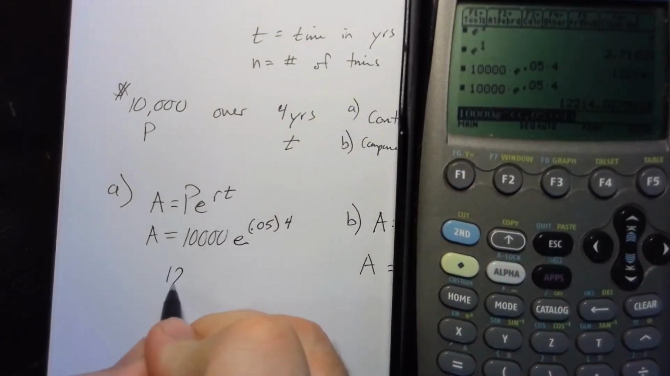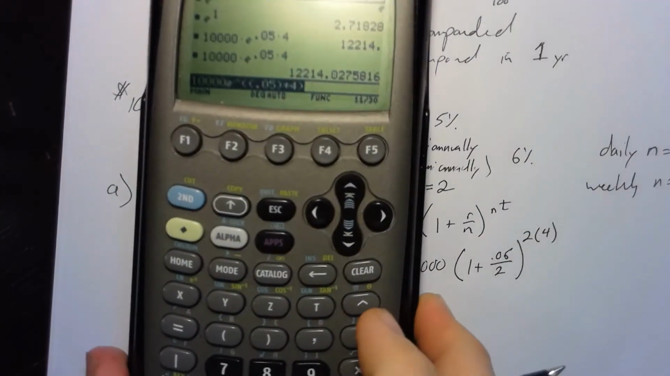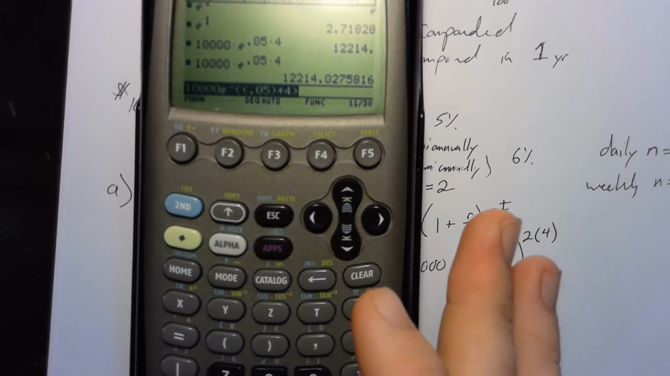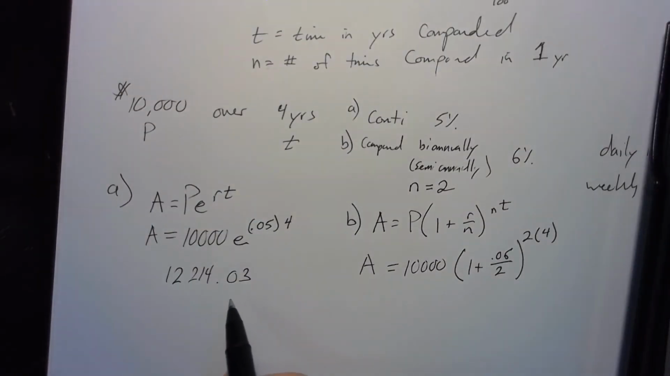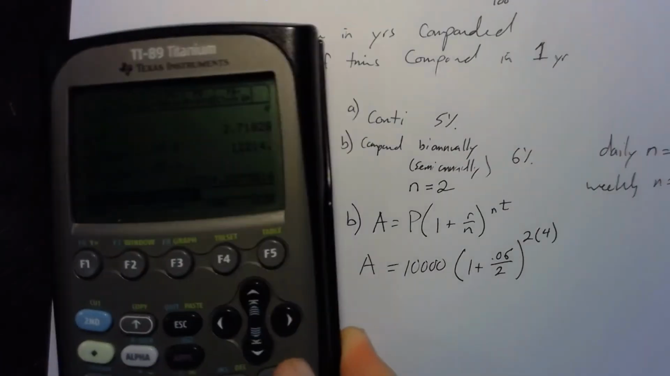So that number there is $12,214 and 3 cents if I round it to the nearest cent. Now again, depending on how it asks, it's generally going to ask you to round to the nearest dollar. Sometimes it might not ask you to round to the nearest dollar, but if it doesn't tell me to round, I'm going to round to the nearest cent, simply because that's how small we're allowed to calculate money.